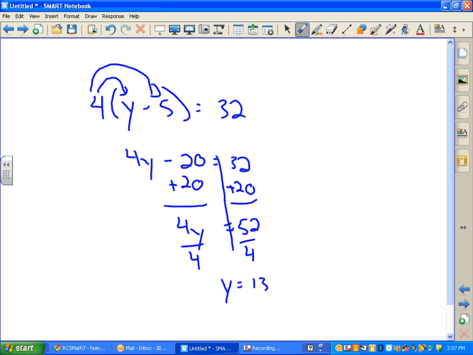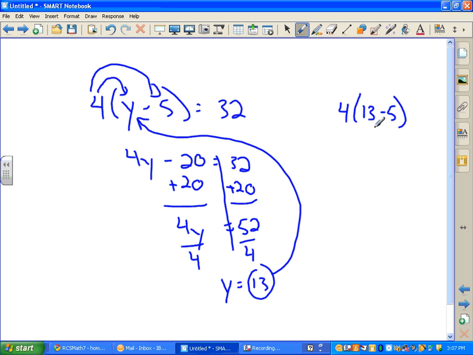Again, very important here, when I go to do my check, make sure you go back to the very top, okay? I'm going to plug this 13 in up here. Don't go to this line, because if I make a mistake in my distributing, I won't catch it if I check from here. I always have to go to the very beginning. So I'm going to do 4 times (13 minus 5). Well, that gives me 8 inside the parentheses, and 4 times 8 is 32. That's what I want it to be. So life is good. I know that y equals 13 has to be the right answer.